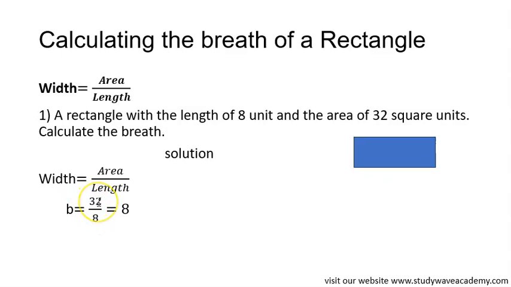Can 8 divide 32 without a remainder? Yes, it can. 8 into 32 is how many? 8. So the breadth or width of the rectangle is 8. The length here is 8, the width is 8. Okay, we got 8 as the answer, and the area is 32. Do you understand? Good.